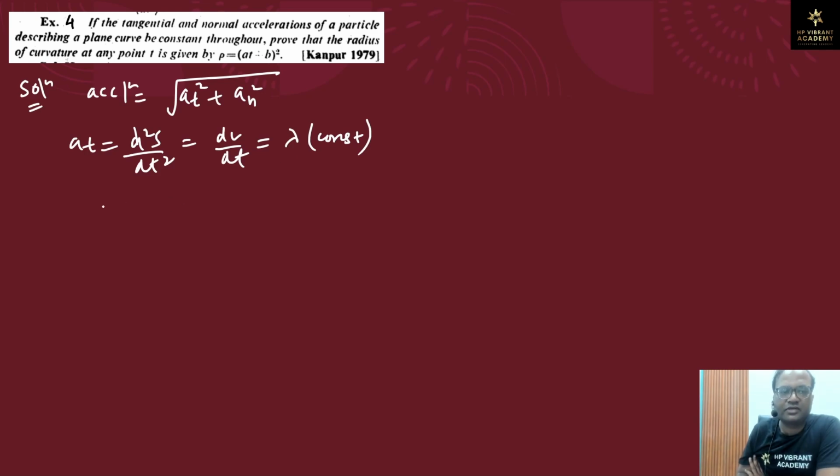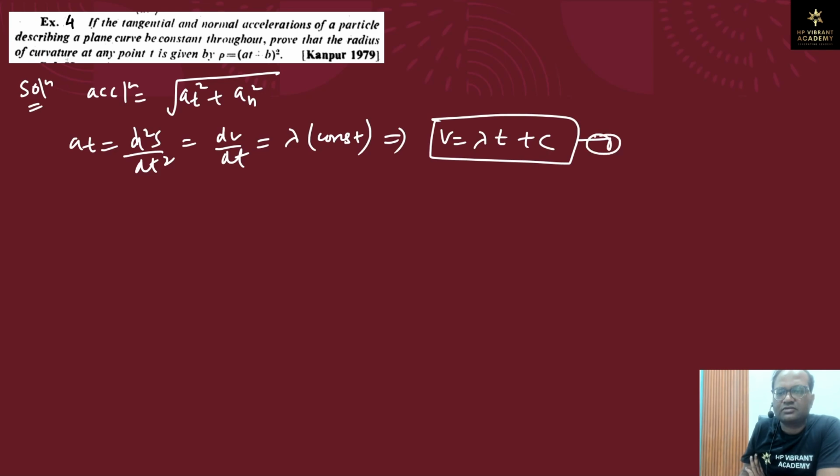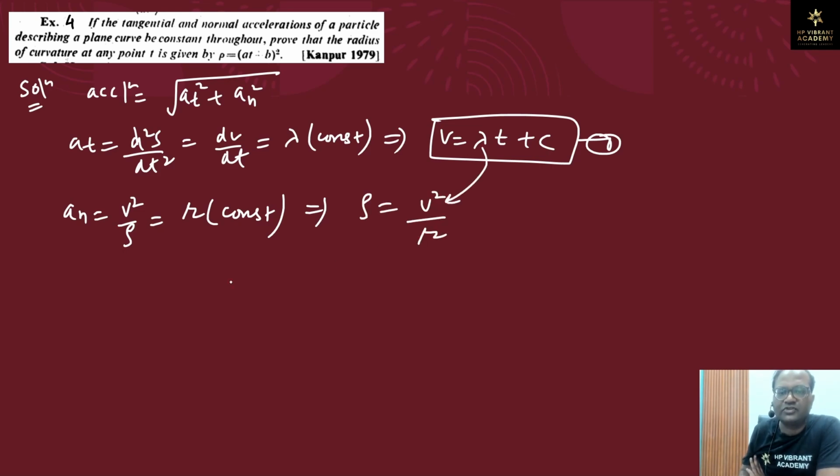Okay. So we have here, and this implies that v is equal to lambda into t plus c on integration. Let us consider this as equation 1, and we have normal acceleration v square upon rho is equal to mu. This is also constant. We have the tangential and normal acceleration of a particle describing a plane curve being constant throughout. So from here we have rho is equal to v square upon mu. So let us place the value of v here. Rho is equal to lambda t plus c, whole square, upon mu.